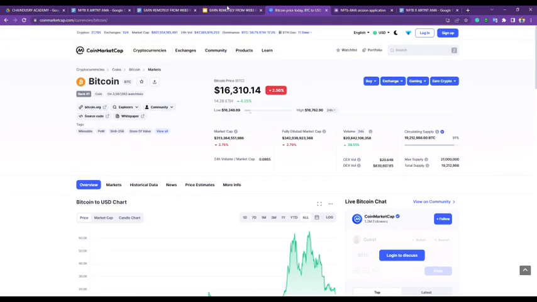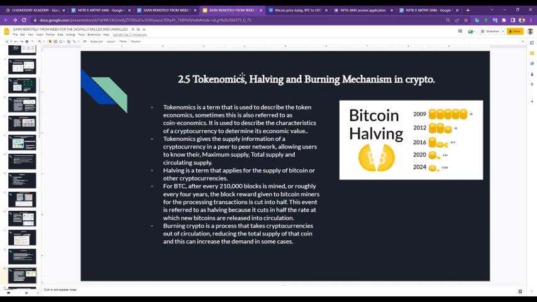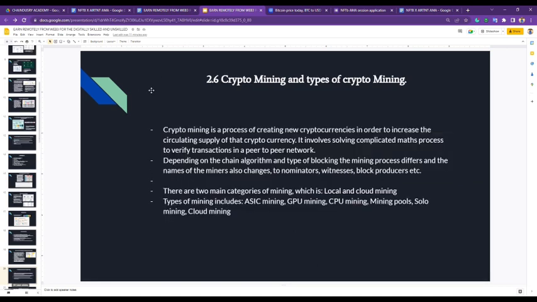So this is not financial advice. Make sure you do your own research and analysis. So okay, I'm done with that.